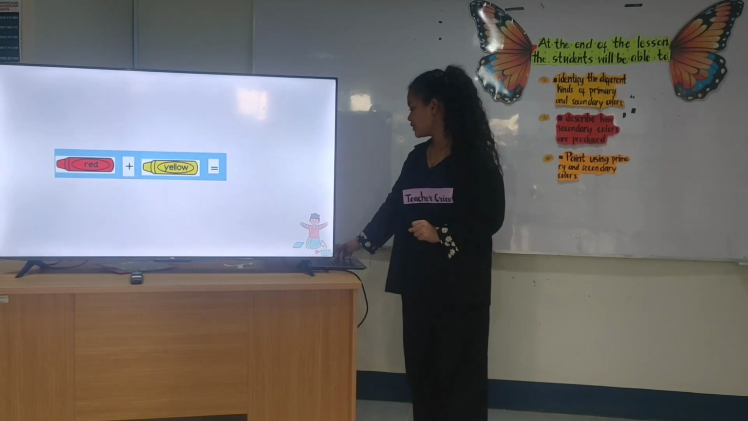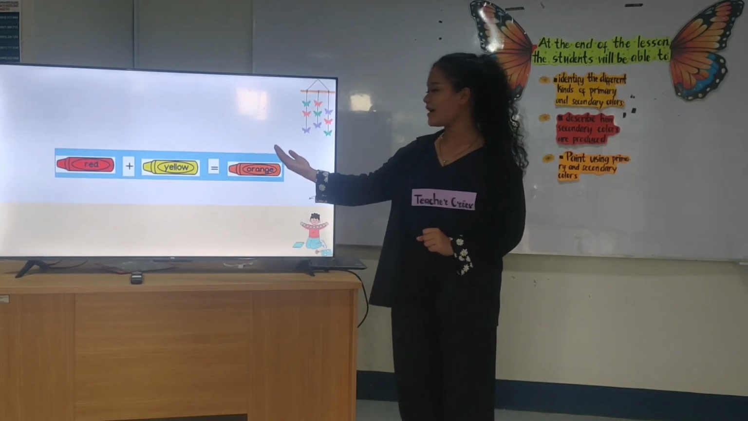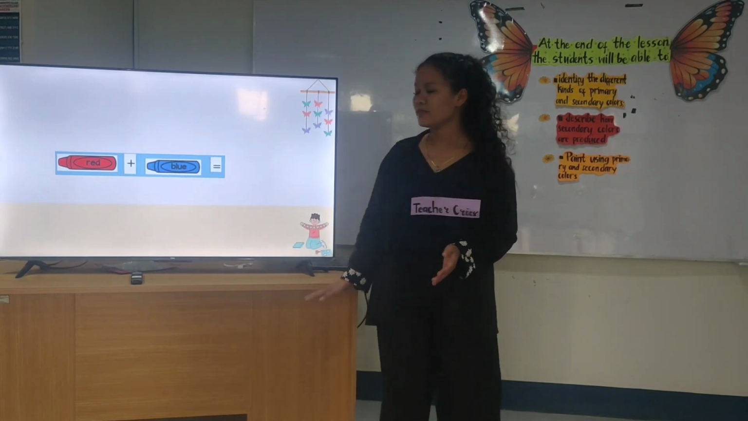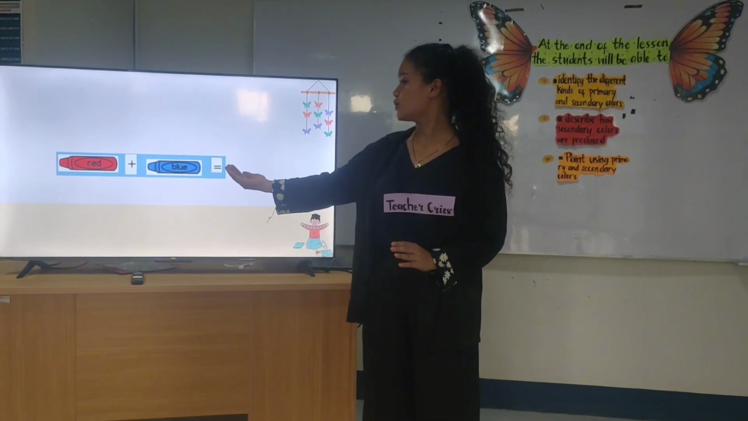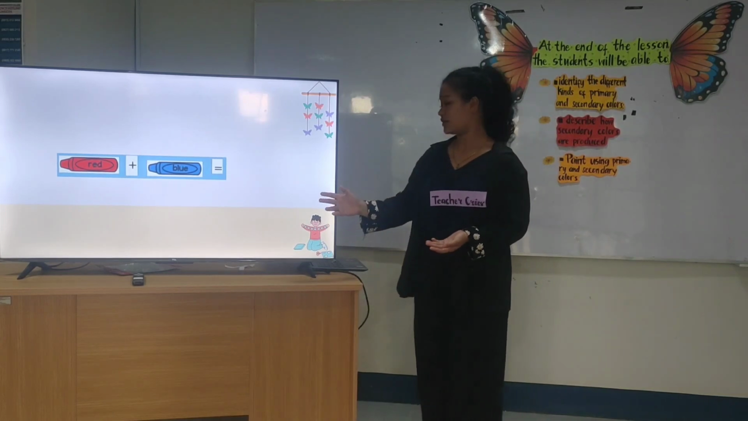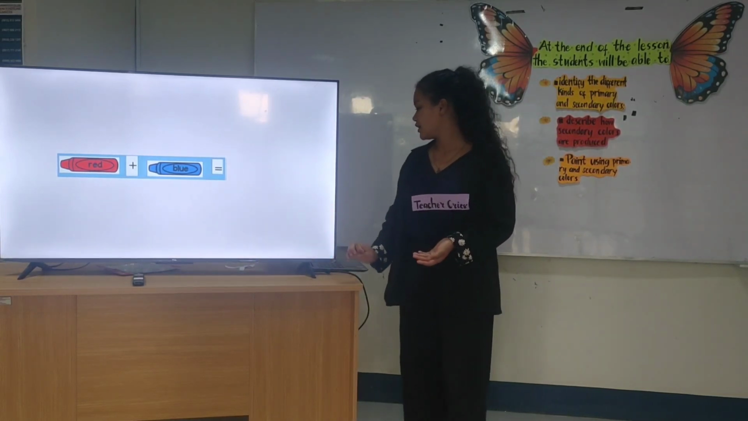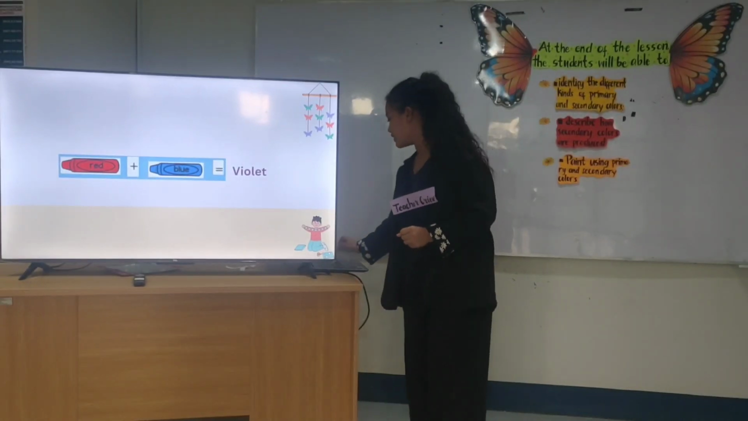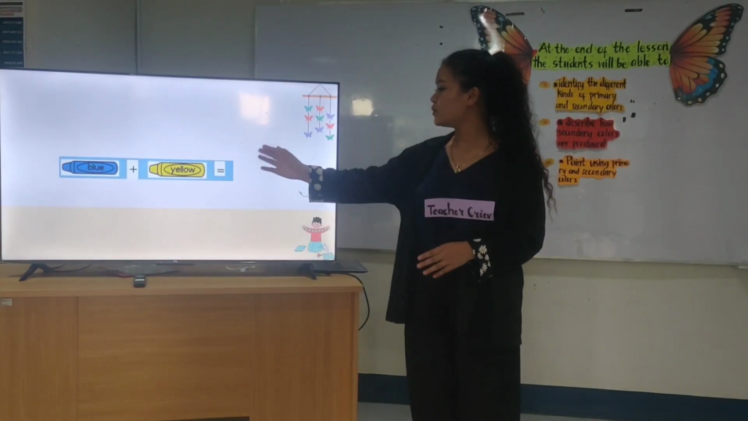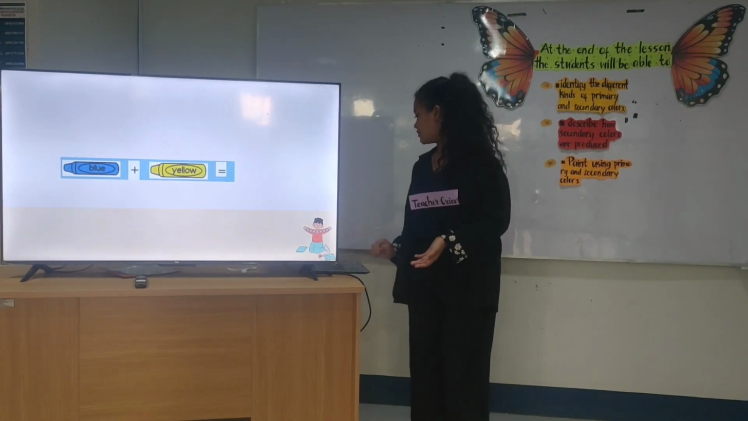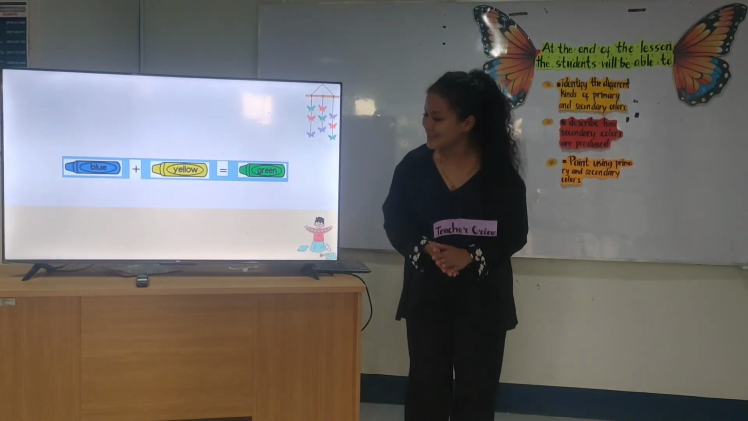It's color orange. The next one is red and blue. What is the color produced? Color violet. Last one is blue and yellow. What is the color produced? It's green.